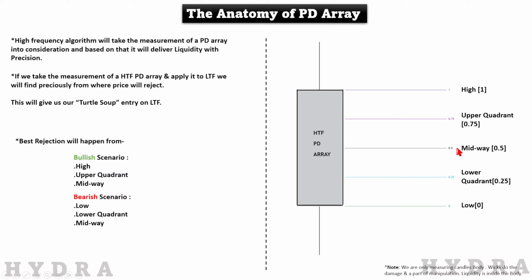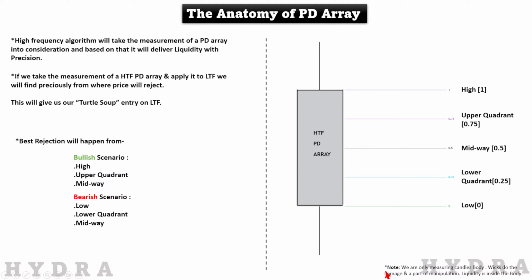This is the high probability, but I'll also show you guys when to take trades by using the low, and when to take trades by using the midway. There's always a question like, how can I know the price will not reach the midway? Price will reject from the low, right? How can I know the price will reject from the lower quadrant? And this is exactly what I'm going to share with you from my experience. So I hope you guys understood how we use it. This is a fair value gap from the higher time frame. We put our measurement here, and this is how we measure by high, upper quadrant, midway, lower quadrant, and low.